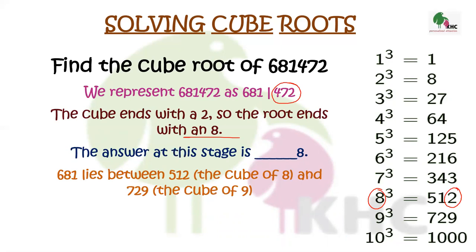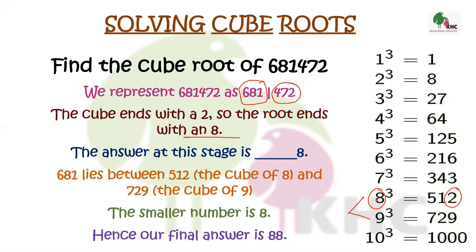Now after that we focus on the next three digits, 681. 681 would definitely lie between the cube of 8 and 9. So out of 8 and 9 we choose the smaller number, which is 8. Therefore our final answer is 88. So 88 is the cube root of 681472.